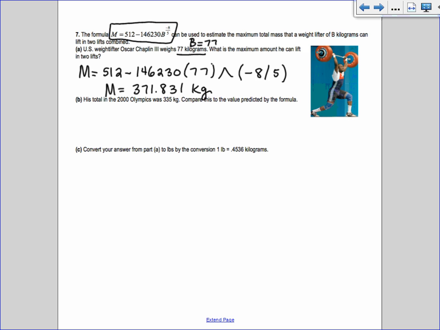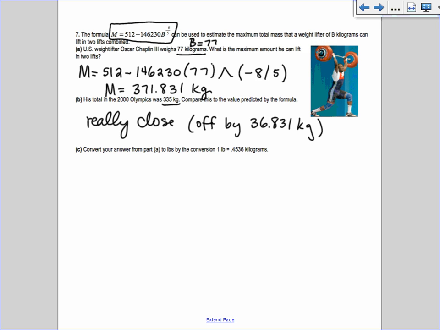Okay, so it says his total in the 2000 Olympics was 335 kilograms. Compare this to the predicted value. So this is a value that's the most that the human body can possibly lift if you are 77 kilograms. So imagine lifting and he's not able to lift, like his spine is going to collapse, right? That's the max amount that he could possibly lift. He did 335. That's pretty darn close. Like 371 versus 335, really close. So let's see, how much are we off? 335 off by 36.831 kilograms.